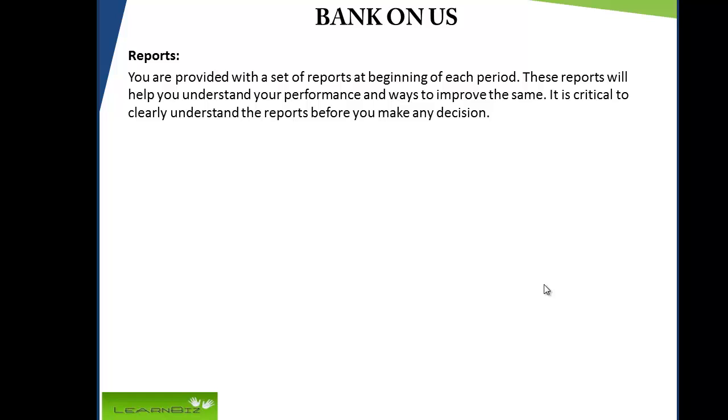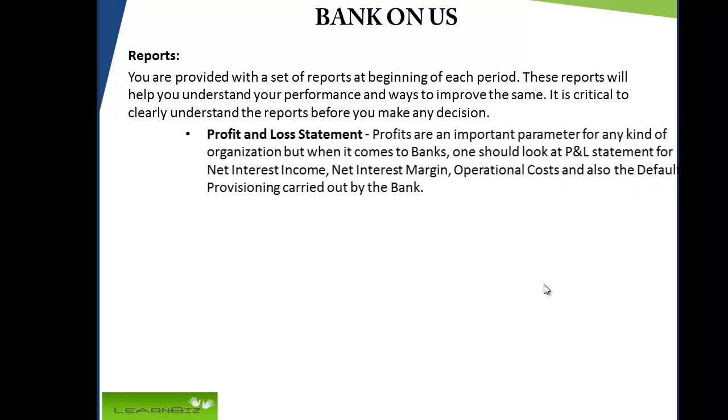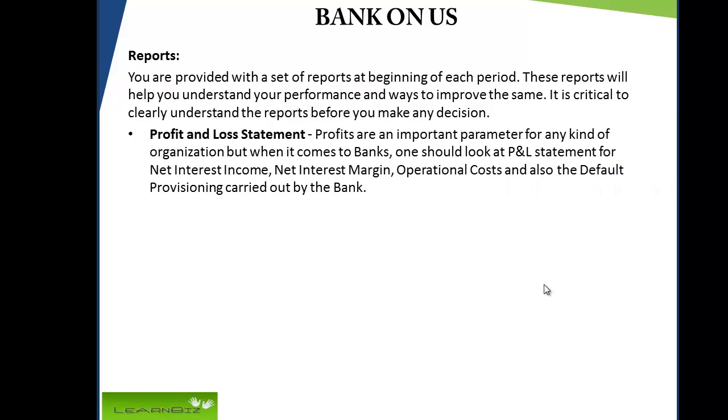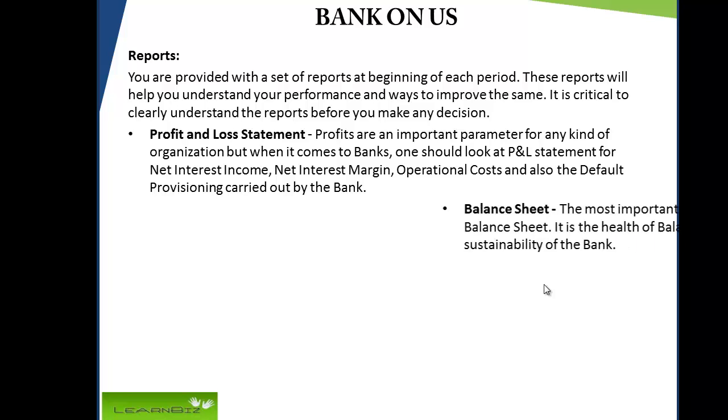Reports. You are provided with a set of reports at the beginning of each period. These reports will help you understand your performance and ways to improve the same. It is critical to clearly understand the reports before you make any decision. Profit and loss statement. Profits are an important parameter for any kind of organization, but when it comes to banks, one should look at the profit and loss statement for net interest income, net interest margin, operational costs, and also the default provisioning carried out by the bank.